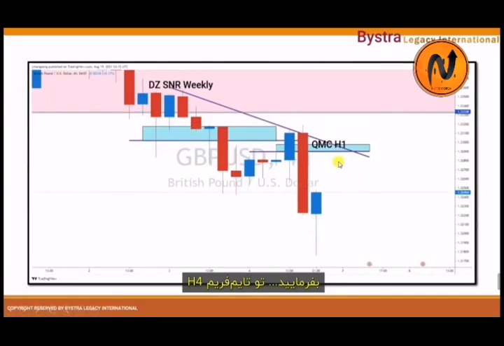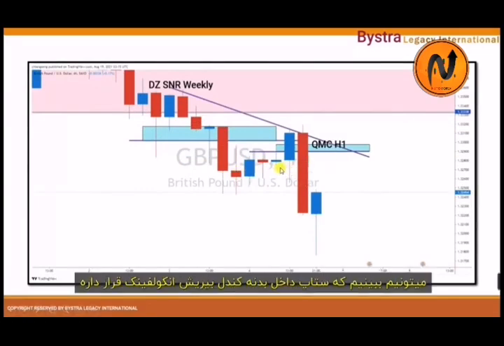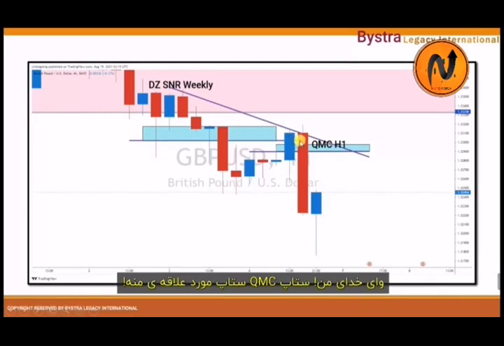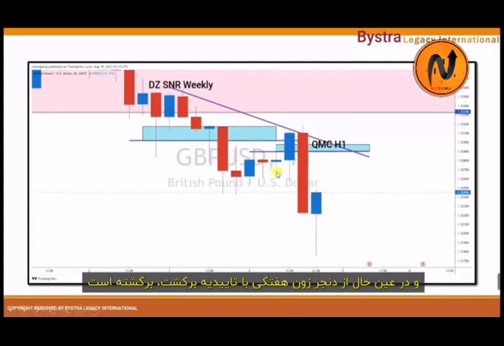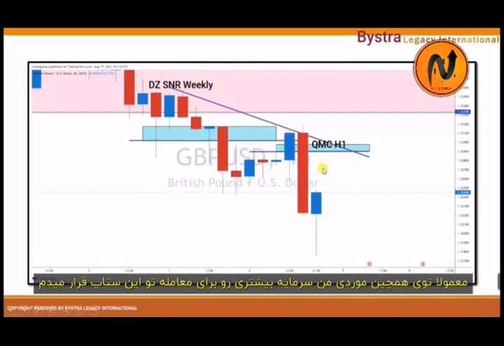There we go. At the H4 time frame, we can see that the setup is in the bearish engulfing body. Oh my goodness, QMC, my favorite setup. And then this confirmation is at the body of the engulfing candle. At the same time, it reacted from a danger zone, SNR weekly, with the confirmation of rejection. Normally, in this case, I will put a higher lot to trade on this setup.